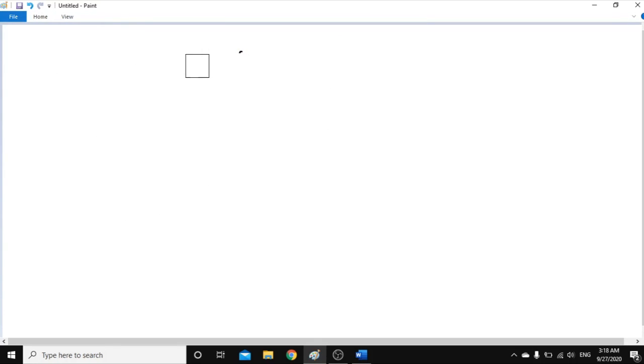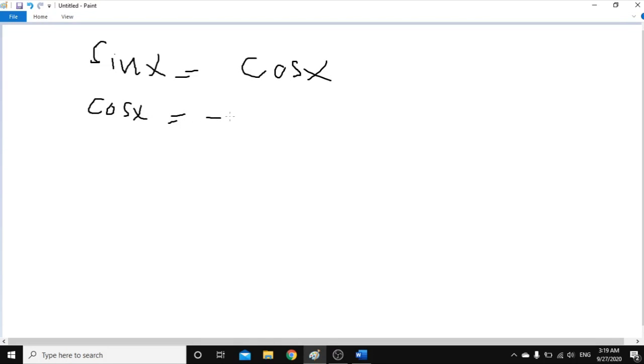Let's take some rules about the trig functions for the sine and cosine. So I said here the derivative of sine of x is equal to cosine of x, and the derivative of the cosine is equal to minus sine of x. Let's take the tangent, for example. The derivative of tangent of x is equal to secant square of x. Let's take the cosecant.